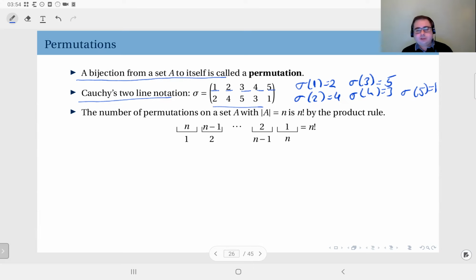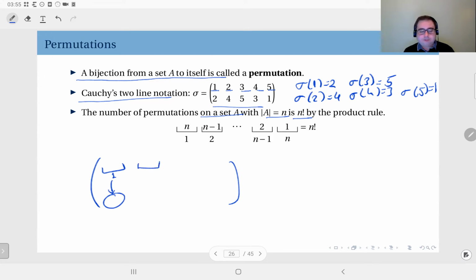Essentially, what this means is an ordering. And the number of permutations on a set A with cardinality n, where of course n is a finite integer, we are dealing with finite sets now, is n factorial by the product rule. Why? Because essentially you have n tasks here. If you have n elements here, for the first element, you need to determine an element to map to this one.